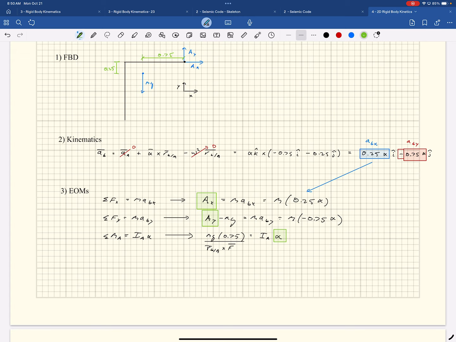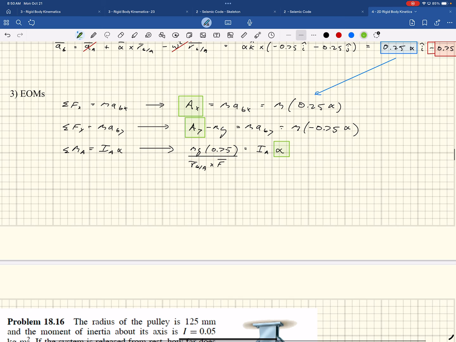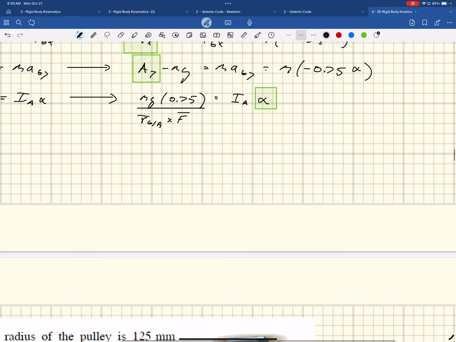pops your answer, okay? Or you put it in your calculator, and that's what I did, and I got alpha equal to 8.83 rad per second squared. A_X is equal to 22.1 newtons, and A_Y is equal to 31.87 newtons.